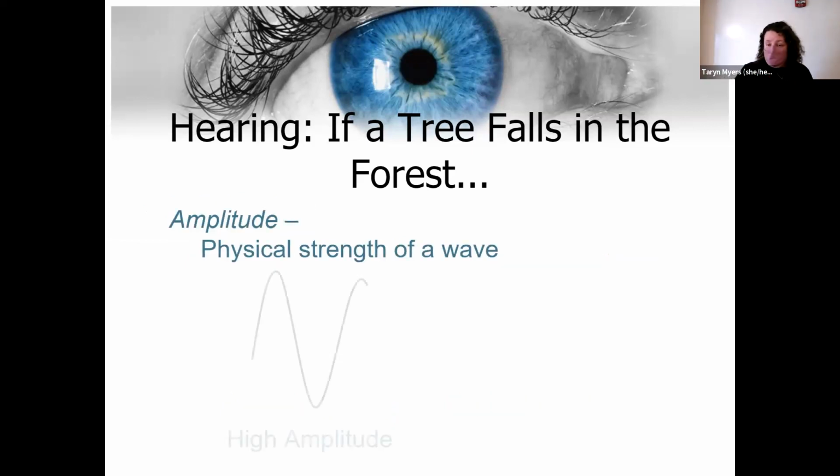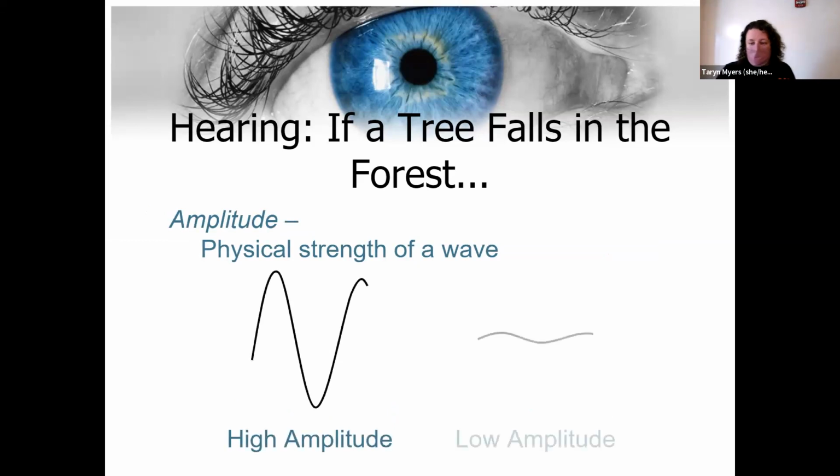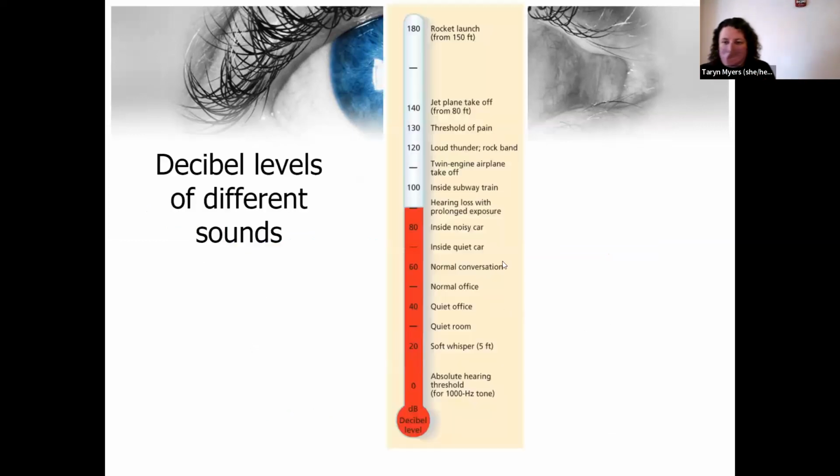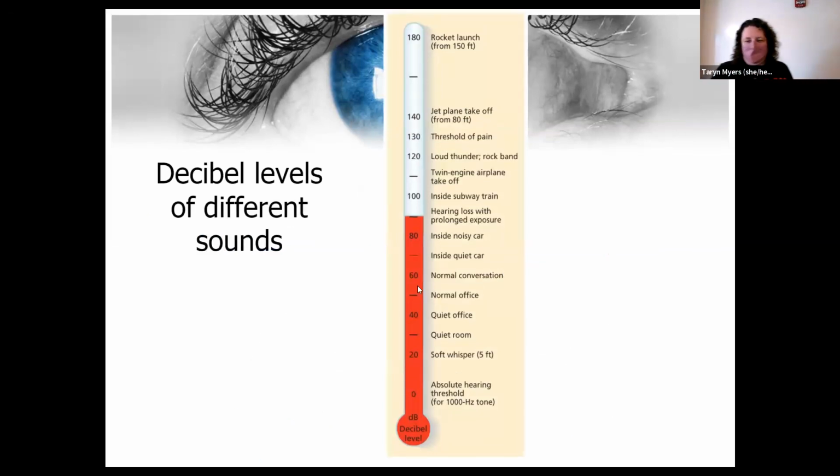Amplitude is the physical strength of the wave. So we could have high versus low amplitude. These are going to be related to loudness, but also to some of the quality of the sound. And just for context, if you've ever heard of decibels, we do pretty well within this range.